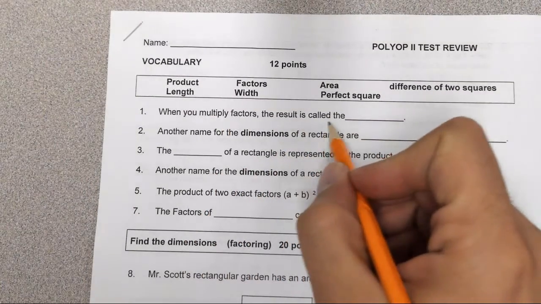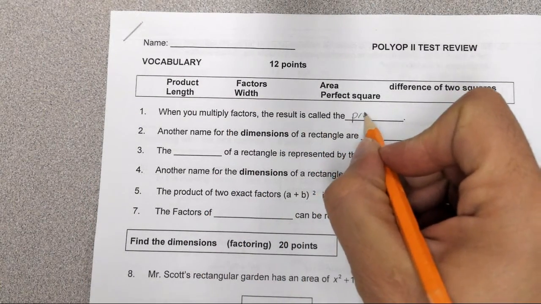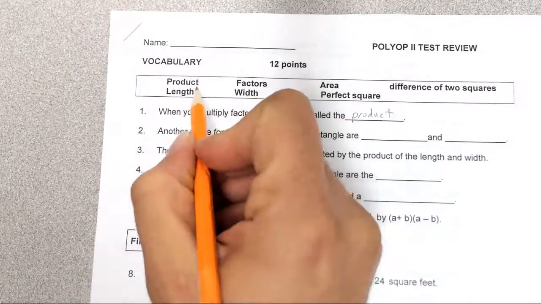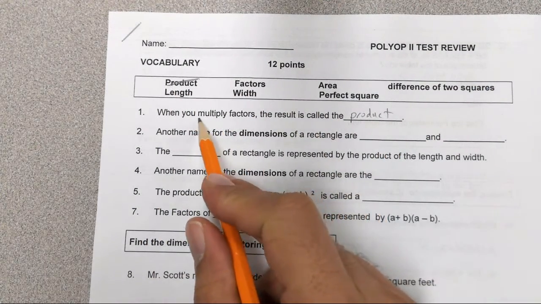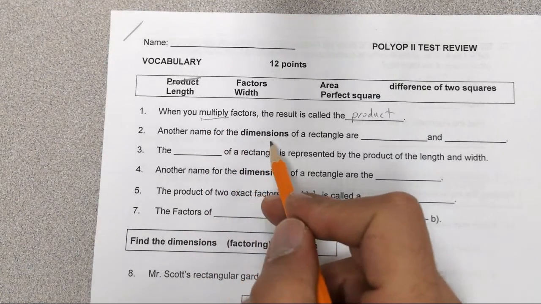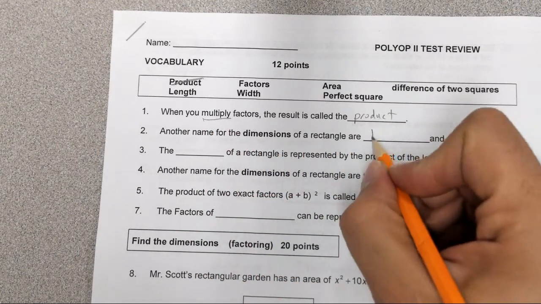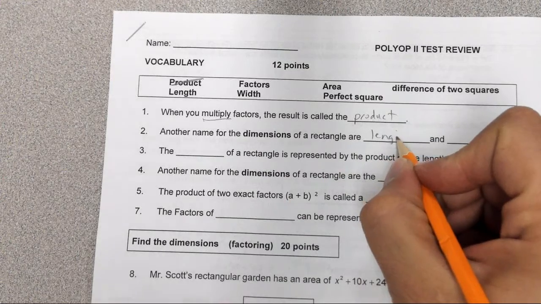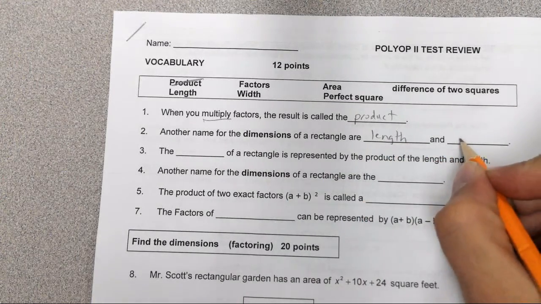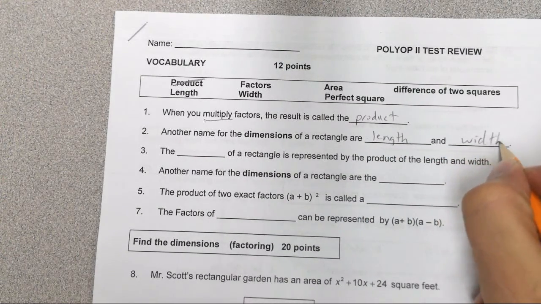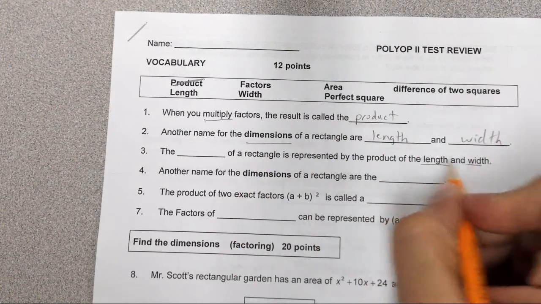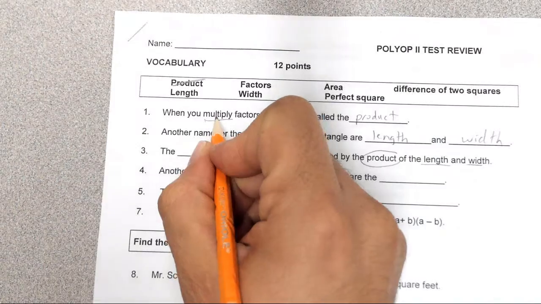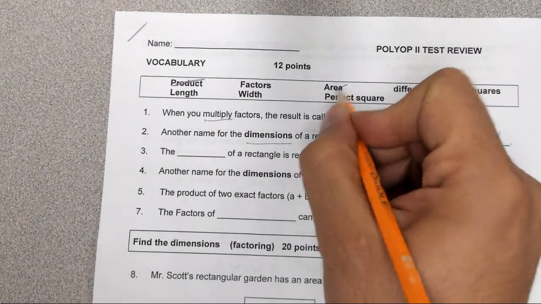When you multiply the factors, the result is called the product. This is some vocabulary because on the test they're going to ask you to do a product, and you have to know that means multiplication. Another name for the dimensions of a rectangle are length and width. If they ask you for the length and width, that's pretty easy to find. But if they ask you for the dimensions, you have to know that means length and width. When you take the length and width and multiply them, remember product means multiply. When you multiply the length and width, you end up with the area.